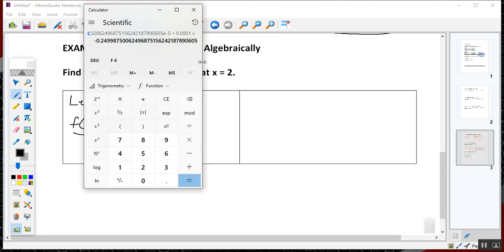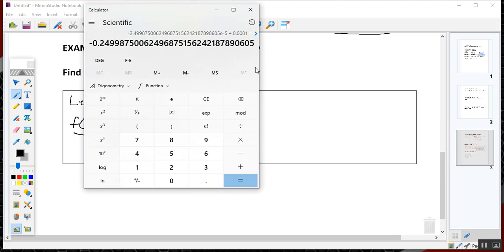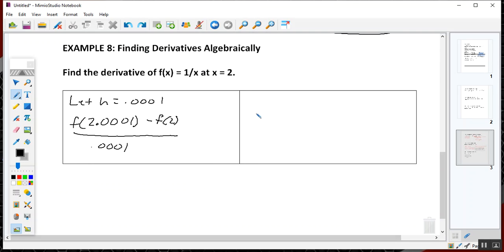What do you guys get for a value? It is negative 0.24998. So you guys okay if I go negative 0.25 there? Negative 1/4? So we think that when we do this, 1 over 2.0001 minus 1/2, that's f of 2, all over 0.0001, we get what value?